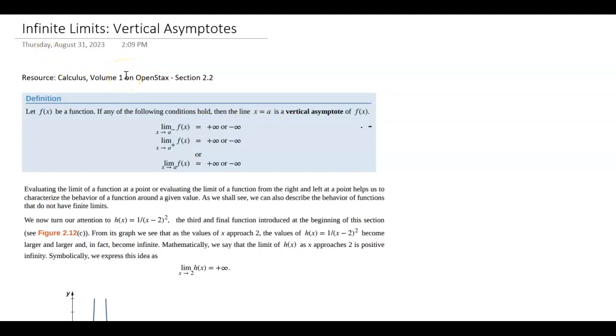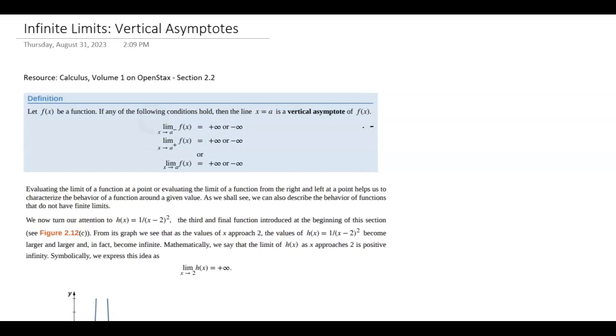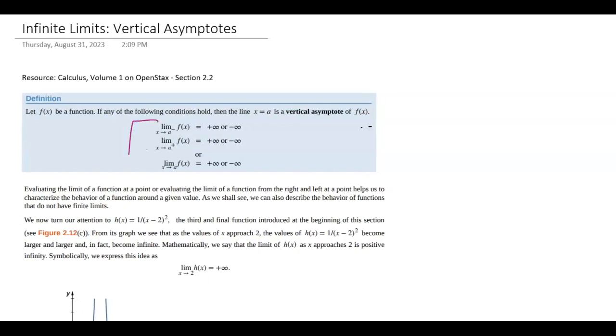All right, so in our video here, we're going to be looking at infinite limits, or what happens as we approach vertical asymptotes. So the definition of a vertical asymptote is that as you approach an x value from the left, the right, or both sides, the outputs end up going to infinity. So graphically, what does that mean?